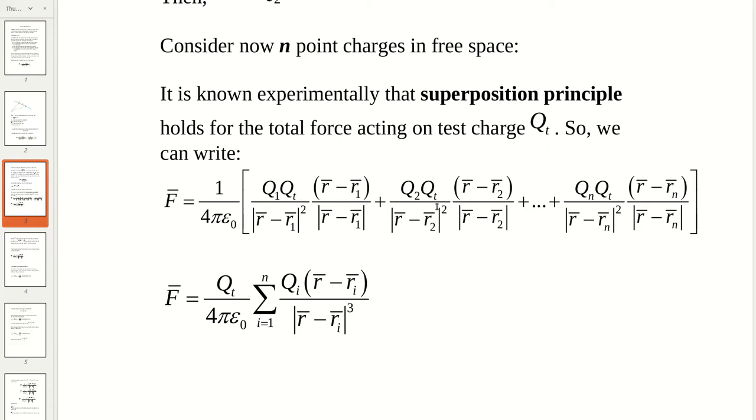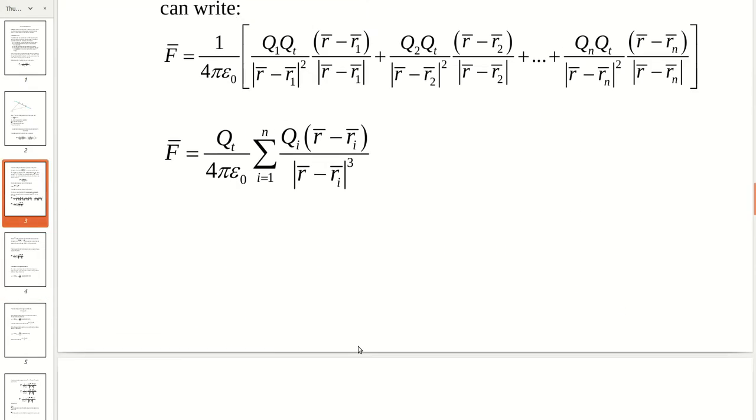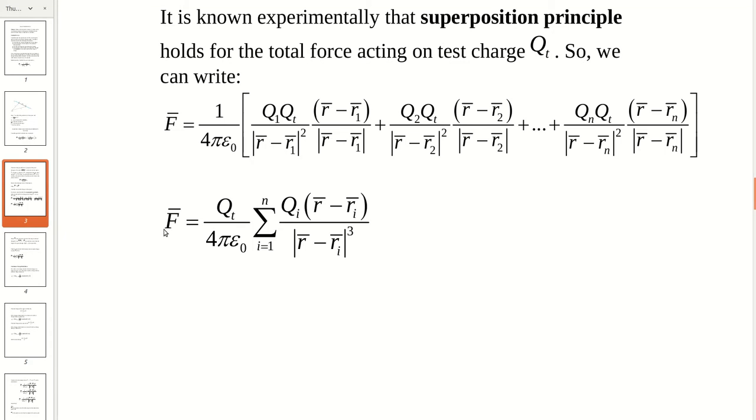This is the total force here, the total force acting on test charge Qt. Not all of them, all these charges affect Qt. So we take the summation over the values of these charges, from Q1, Q2, Q3 until Qn, and the distances. Here we have the value of F, the force of many n charges affecting Qt.